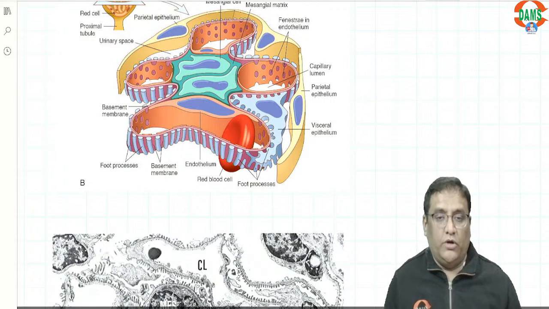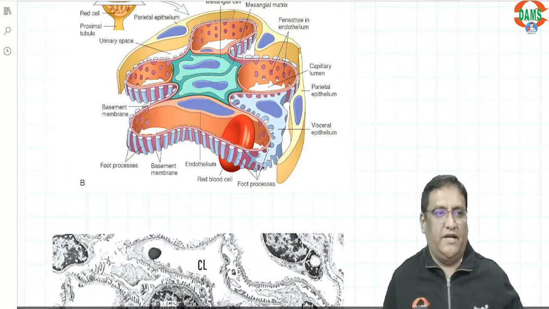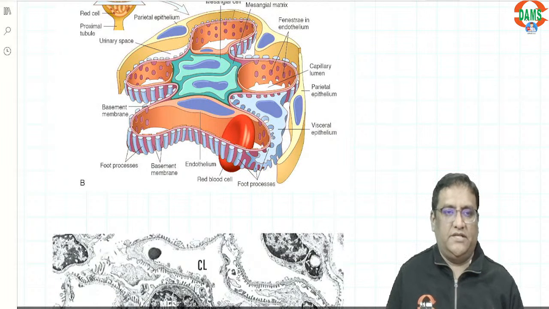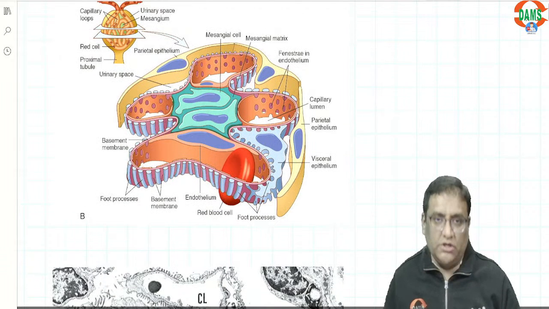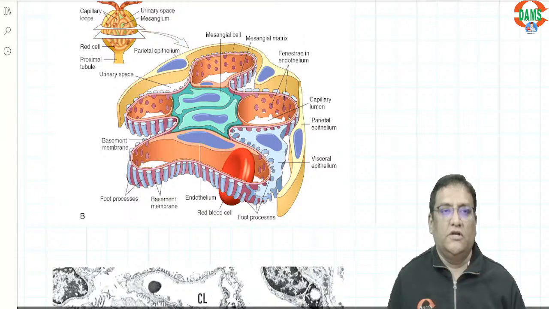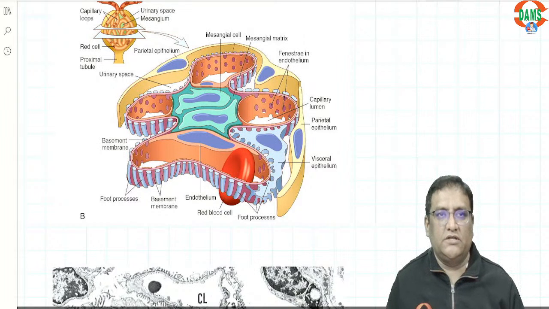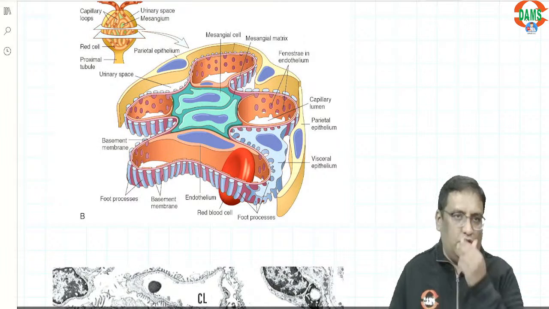So we are talking about glomerulonephritis. Let me move on to the basic understanding first. Look at the basic understanding I want to discuss here. First, let us talk about the cross section of the glomerulus. How does a glomerulus appear to us? That is what I am interested in first.